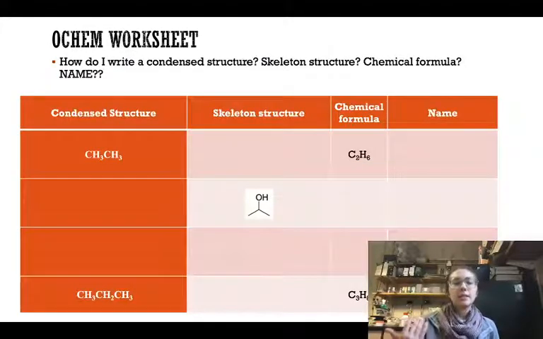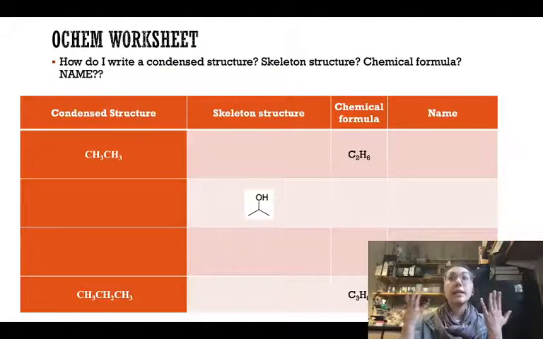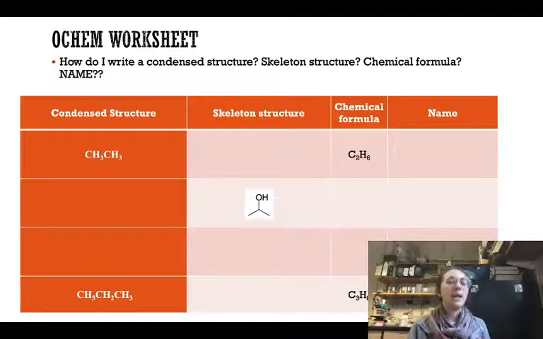All right. The organic chemistry worksheet. So when we're looking at the organic chemistry worksheet, the one thing we're asking is, how do I write a condensed structure? How do I write a skeleton structure? How do I write a chemical formula? And then finally the name, which a lot of people are really anxious about, naming something.